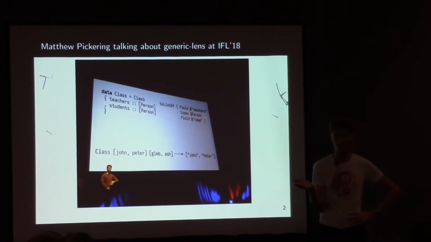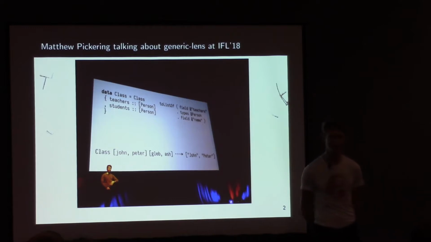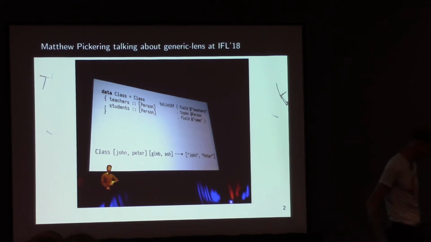So at the end of the talk at IFL, I asked Matthew, so how bad is it? How much are you paying for that? And he said, oh, nothing. It's just as fast as the handwritten version, because GHC optimizes it all the way. And I didn't believe that. And I know a little bit about GHC. So I thought I had reason to believe that this is out of reach.